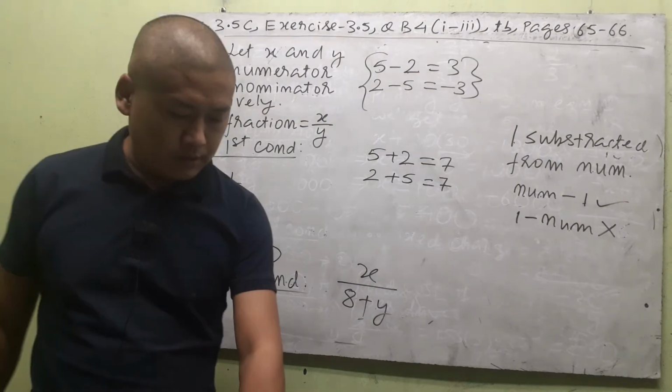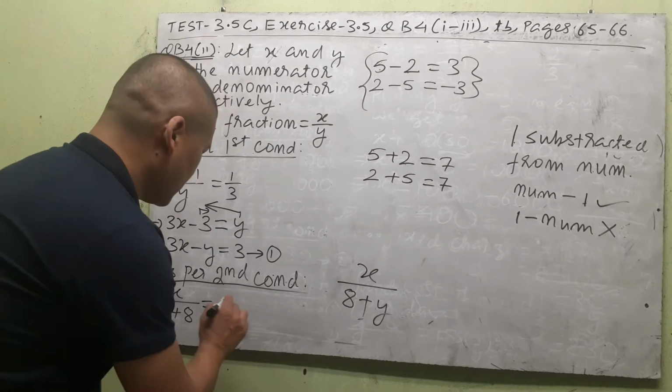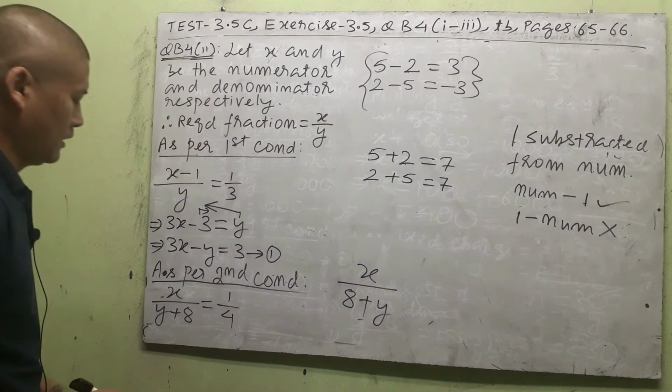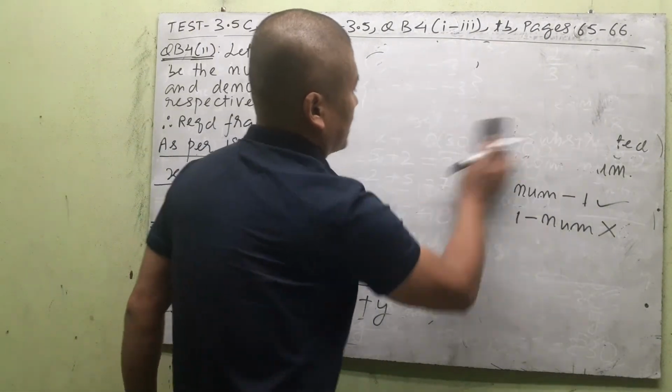Equal to, when 8 is added to the denominator, the fraction becomes 1 by 4. Nothing is done to the numerator, so 1 by 4. Like we did cross multiplication here. Now we can do it for the next one also.